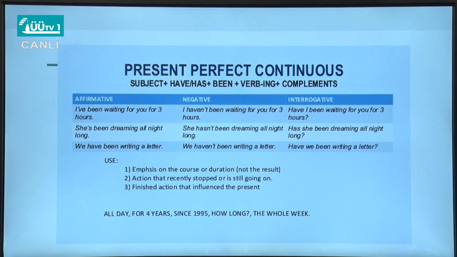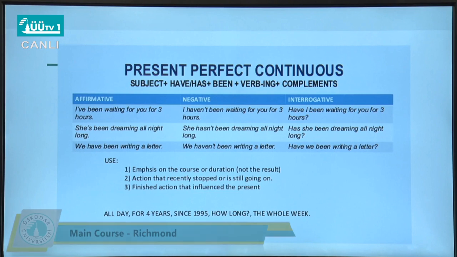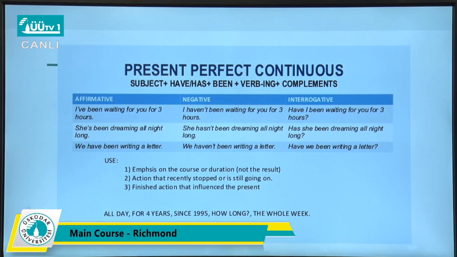Let's look at the grammar structure. For the positive sentence: I have been waiting for you for 3 hours. She has been dreaming all night long. We have been writing a letter. So we have have and has, we have been, we have our verb, and we have our ing.